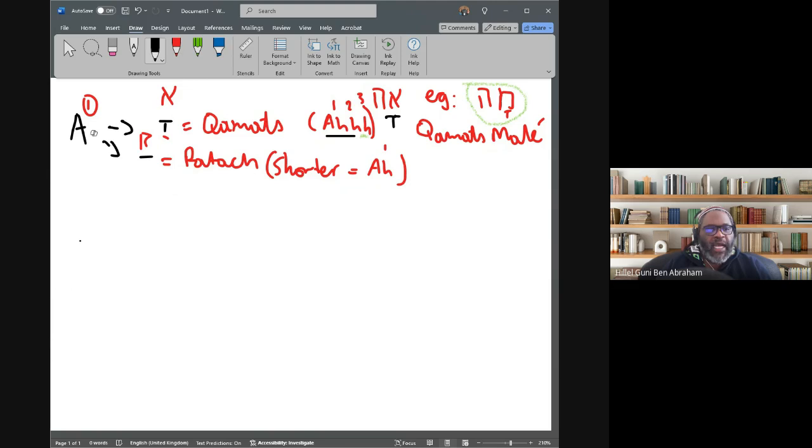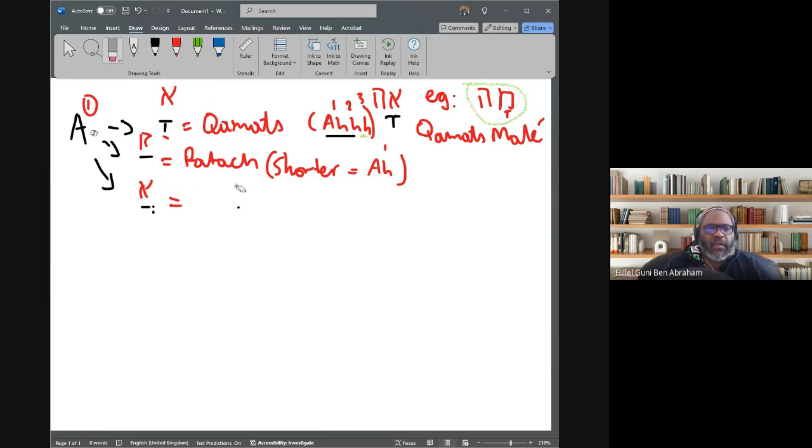Okay, good. So now we go to what's called a half patach, which is chataf patach. How does chataf patach look? It's a half patach with these 2 dots right there. Again, we're going to use Aleph as just an example letter. There's Aleph, but Aleph now has a short ah. What does that mean, the short ah? This is now called a chataf.